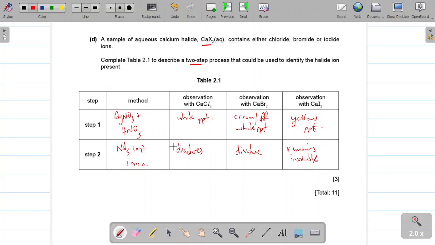So again, if you use concentrated ammonia, with chloride, the precipitate dissolves. With bromide, the precipitate also dissolves. And with iodide, the precipitate will remain insoluble or does not dissolve. If we had used dilute ammonia solution instead, for the chloride ion, the precipitate will also dissolve. But with the bromide, the precipitate will partially dissolve. So in dilute ammonia, the bromide precipitate partially dissolves, and the iodide precipitate will also remain insoluble.